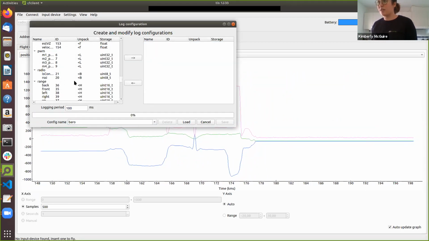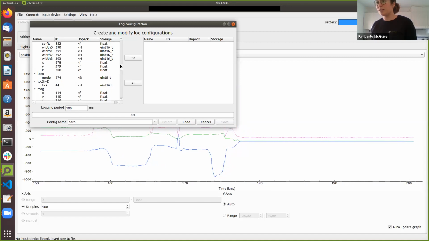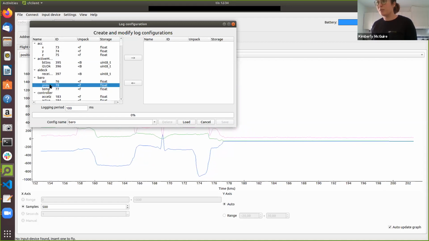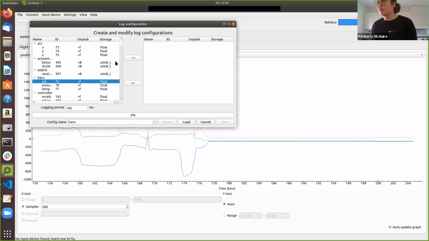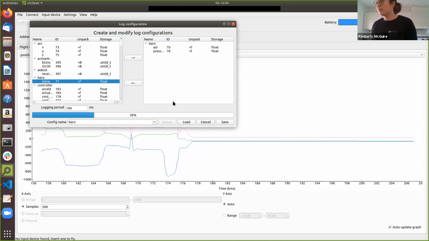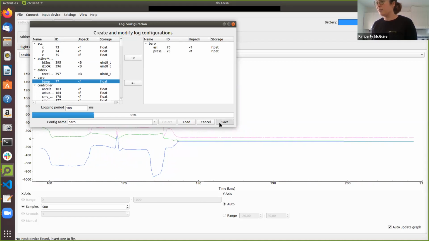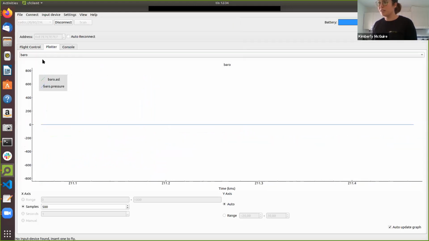Let's see if we can find the barometer. That would be nice. Pressure. All right. Save. Let's go to the barometer. Because, of course, you can see you're still not seeing anything. That's interesting. Oh, wait, sorry. I didn't prepare this, but the barometer is by default off in the Crazyflie. So I would actually need to change the firmware.